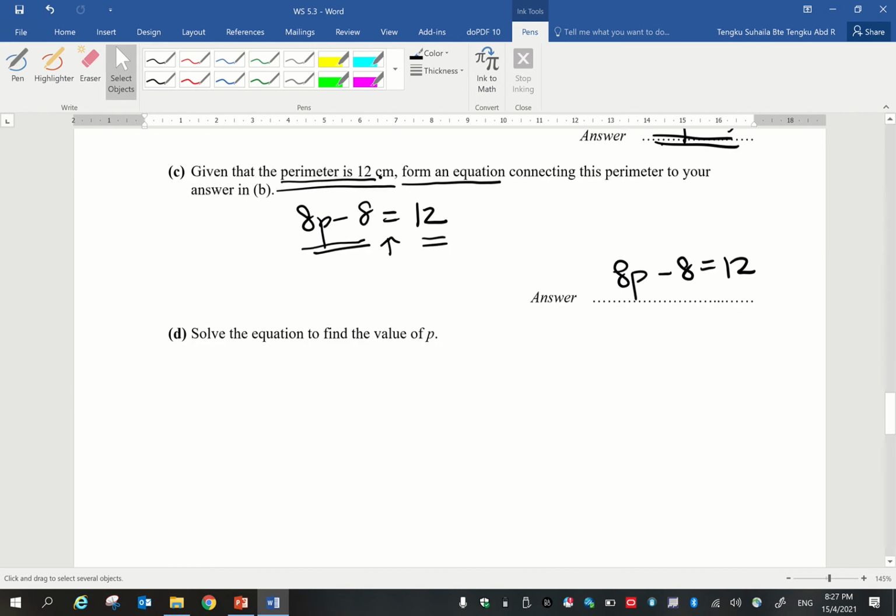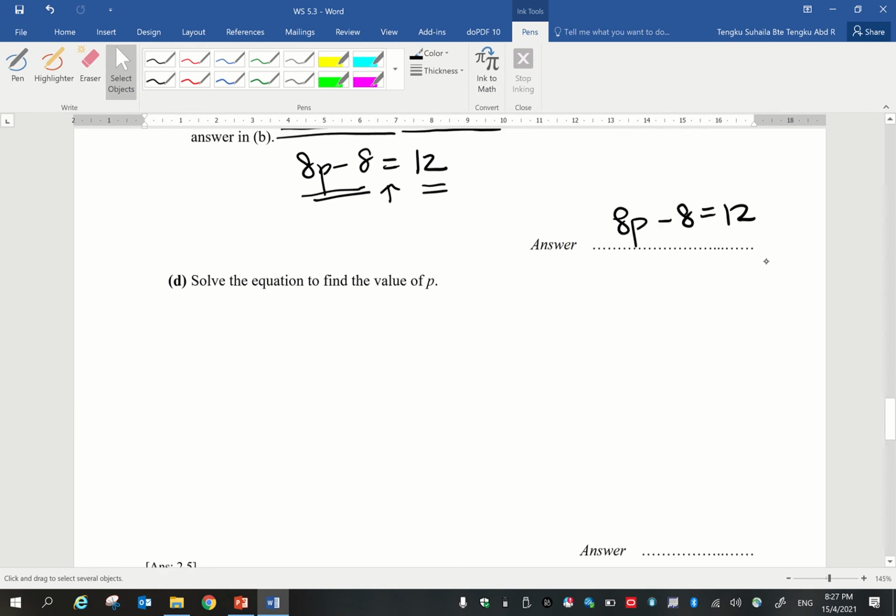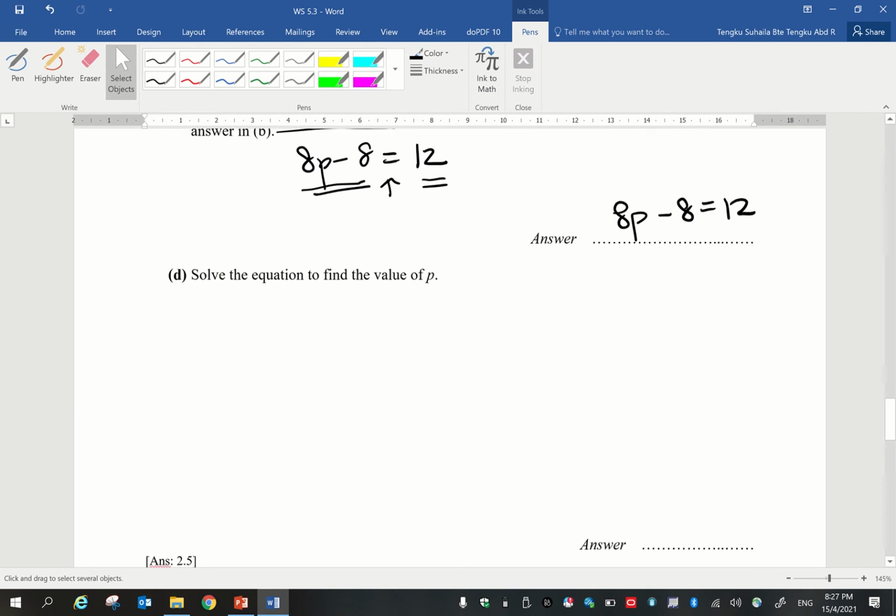Then let's look at part D. They tell us to solve the equation in part C to find the value of p. All right, so let's write down the equation first. 8p minus 8 equals 12. How do we solve this? How do we find our p? What do we have to get rid of first? I would think that all of you would know that this negative 8, let's get rid of it. So how to get rid of negative 8? Make it 0 by adding 8.